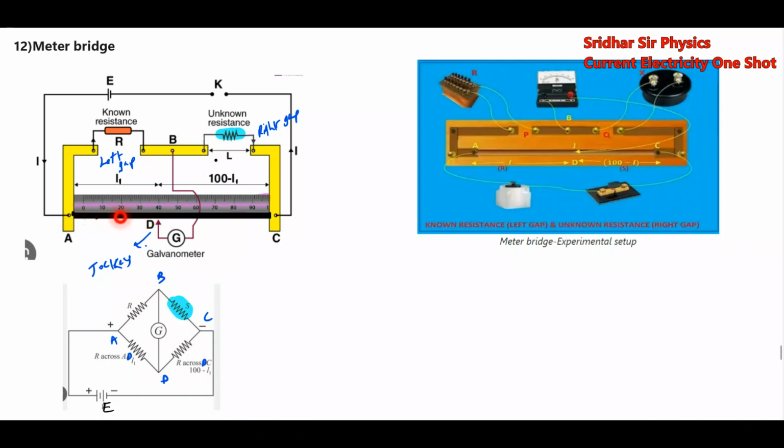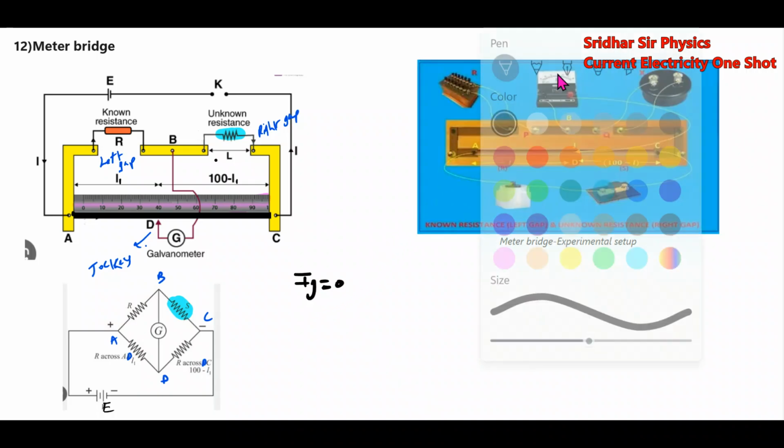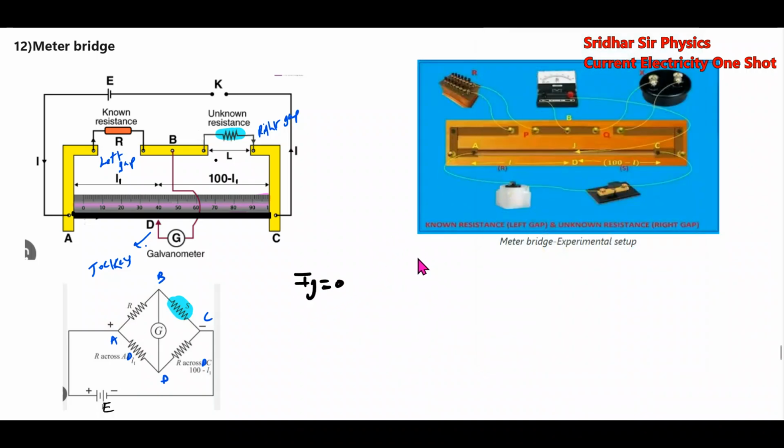So here this length AD will add up some resistance. How much is it? The L1 length will add up resistance. Then the remaining DC length of the wire will add up a resistance that we are showing here, RDC we can call it. Now when the current through the galvanometer is 0, then we can write RAB by RBC is equal to RAD by RDC.